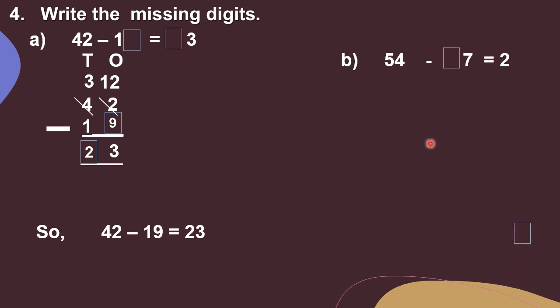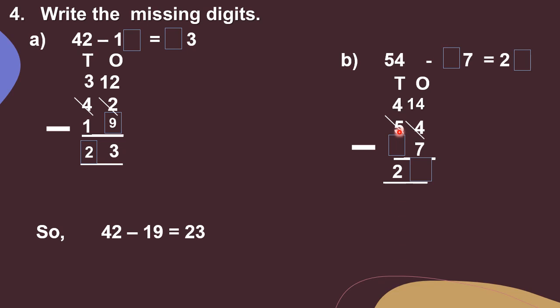Now in B part, this is given to us, and first of all we are arranging it in columns. Okay, like this. Now we have to start from our ones place. So 4 minus 7, that is not possible. So here we have to take borrow. So 4 will become 14, 4 plus 10, and this 5 will become 5 minus 1, that is 4.